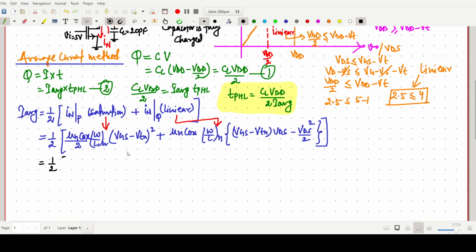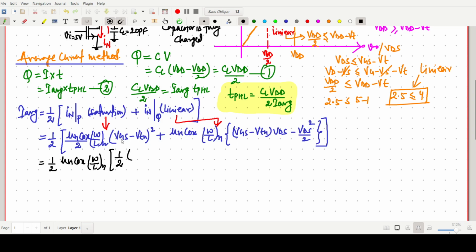To both of the sides. So better to write this, take the common. So we can write mu n COX W by L of n. I'm not taking the 2 common, so it can be written as 1 by 2.